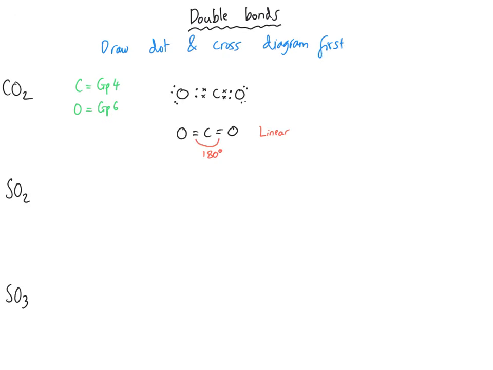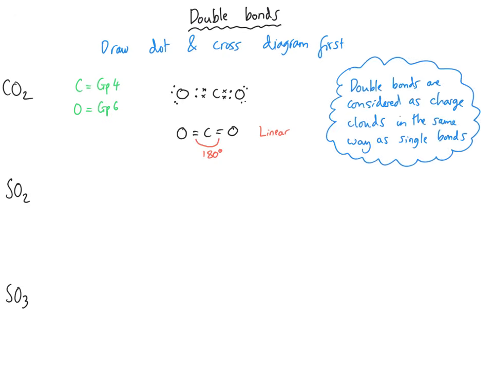And so what's really important to realise here is that the double bonds are treated in the same way as single bonds, as being electron clouds. Yes, there's more electrons in there, but the additional repulsion is not as significant as you might think. And that's because of the nature of the pi bond around the double bond. And so, once you've worked out what the electron sharing is in terms of dot and cross, you can work out, okay, carbon dioxide, 2 clouds of electrons, 180 degrees.